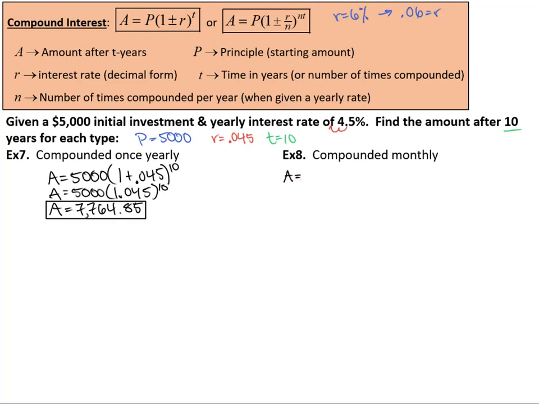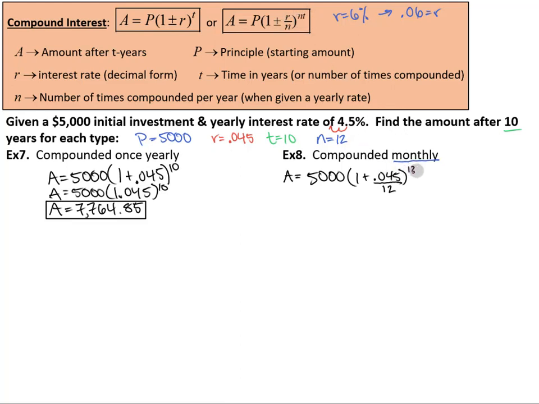Okay, so the only thing extra we need to add in here is we do have an N value. And N is the number of times compounded per year. Well, if this is done monthly, N would be 12. So we need to use this formula if it's compounded more than once per year. So we put in our 5,000. 1 plus our interest rate again, which is still 0.045. This time, though, this is divided by N. So you can see that it's R over N. So over 12 to the N times T power.